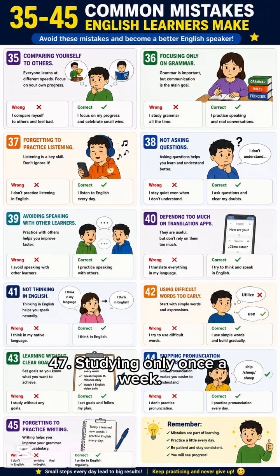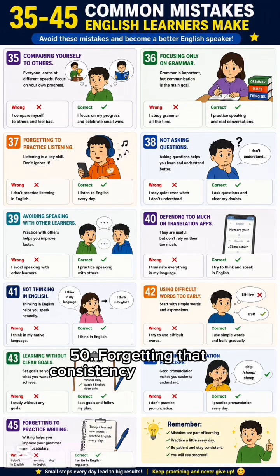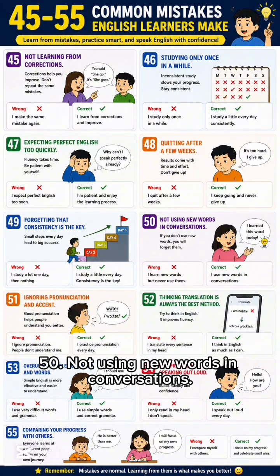47. Studying only once a week. 48. Expecting perfect English too quickly. 49. Quitting after a few weeks. 50. Forgetting that consistency is the key to success. 50. Not using new words in conversations.